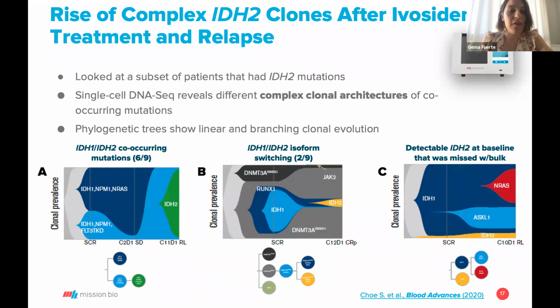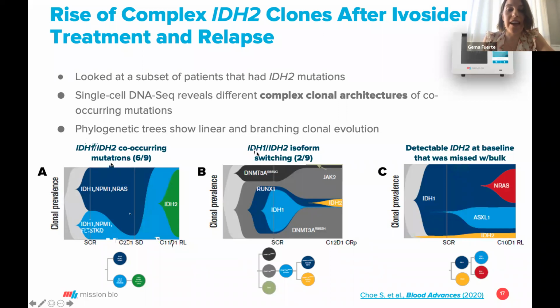So first scenario, 6 out of 9 patients have IDH1 and IDH2 co-occurrent mutations. As you can see here, these are time point 1, time point 2, time point 3. At time point 1, this patient had IDH1, NPM1, and RAS, IDH1, NPM1, FLT3 tyrosine kinase domain. And then this clone is the one acquiring IDH2 at the time of relapse. So actually it is a co-occurrence of IDH2 and IDH1 at this time point. IDH1 and IDH2 co-occurrent mutations happened in 6 out of 9 patients.